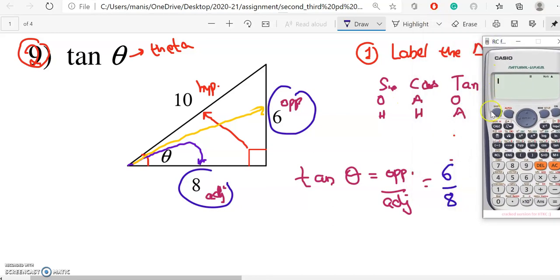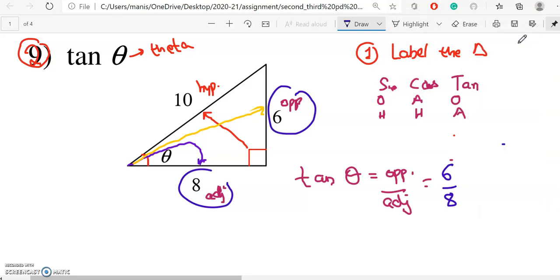Always remember to write your answer in simplest form. So this is your 6 and I typed over here 8, and what is my answer? 3 over 4. So my final answer will be 3 over 4, and that's my answer.